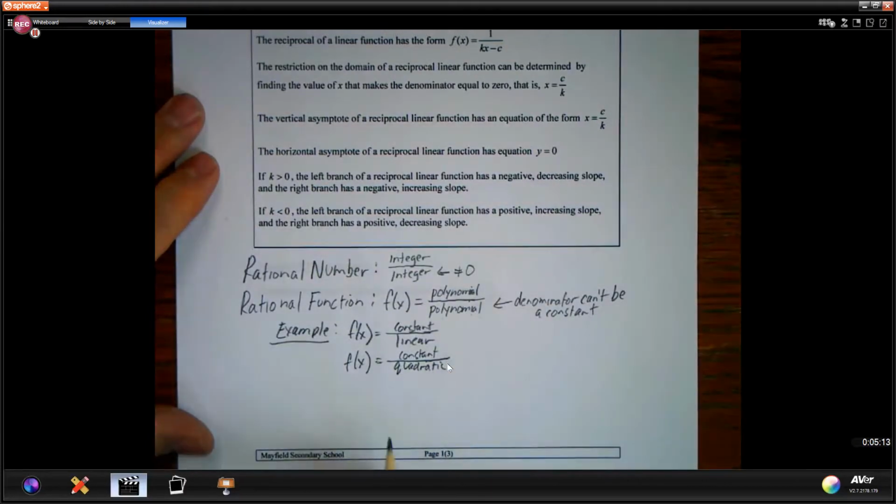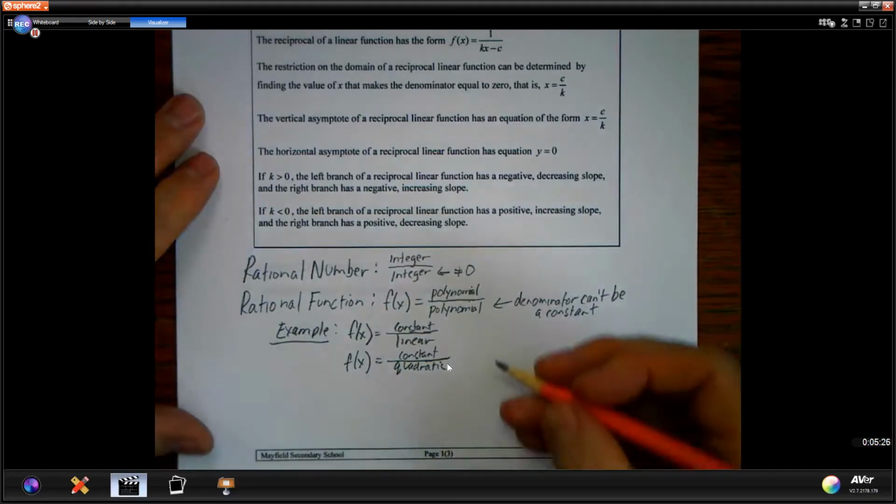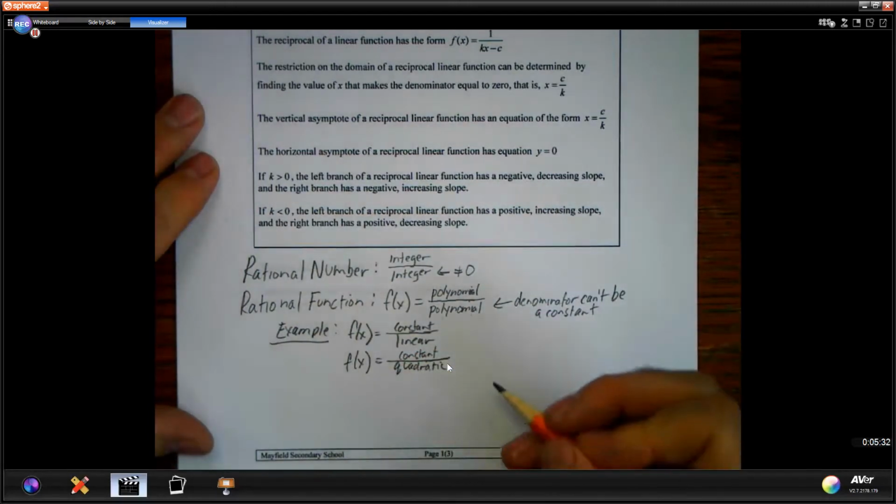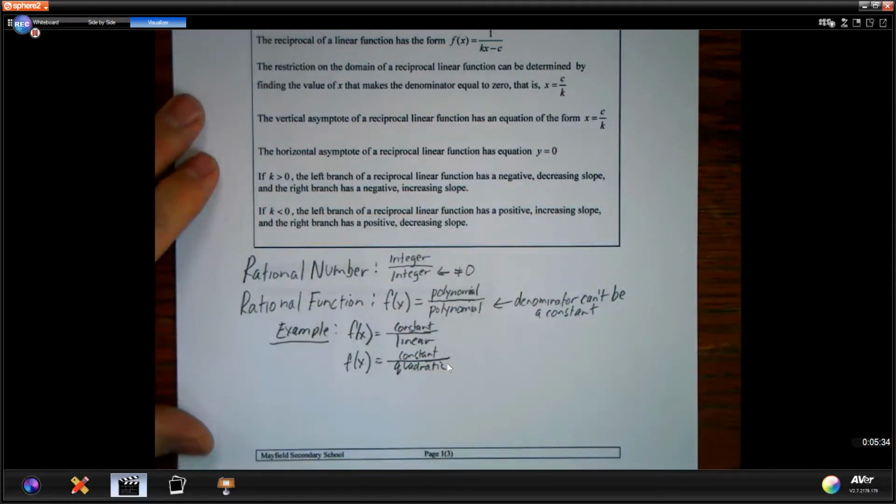I could keep going here. I could have a constant over cubic, constant over quartic, etc., forever. Obviously, we're not going to be looking at much beyond probably a cubic on the bottom for this course, but there is an infinite number of possibilities of ways to create a rational function.